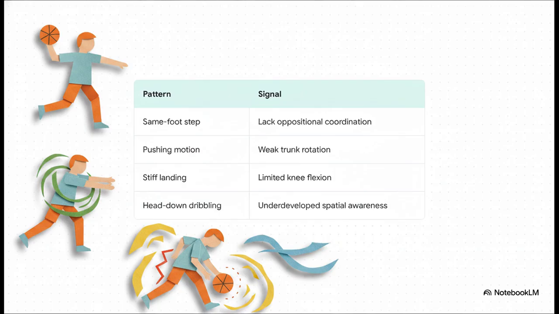See a student taking a same-side footstep during a throw? That signals a lack of oppositional coordination. Seeing more of a pushing motion instead of a nice, smooth, overhand arc, you're likely looking at weak trunk rotation, or maybe they just don't understand the arm pathway yet. A stiff-legged landing? That tells you right away there's limited knee flexion and poor shock absorption. And head-down dribbling? Classic signal of underdeveloped spatial awareness and low confidence in their ball control.